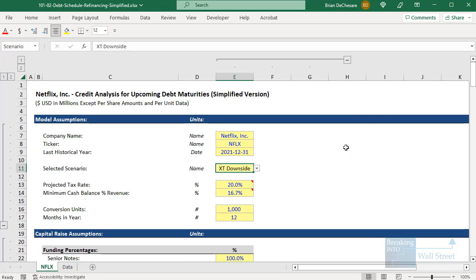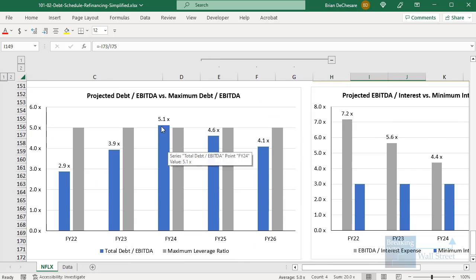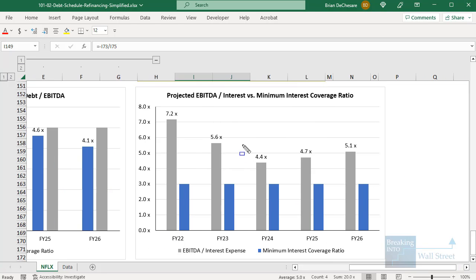The problem comes when we go in the extreme downside case, because when we get to this case, you can see the issue pretty well on the graphs. We get to 5.1x debt to EBITDA versus a maximum of 5x. And even with these interest coverage ratios, we definitely get a little bit lower, 4.4x versus 3x.